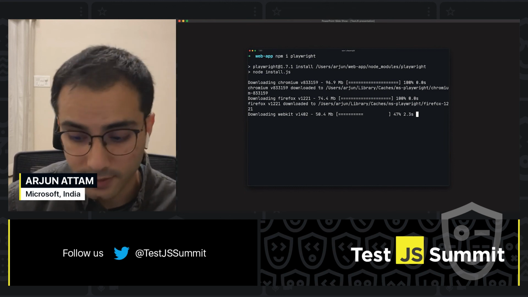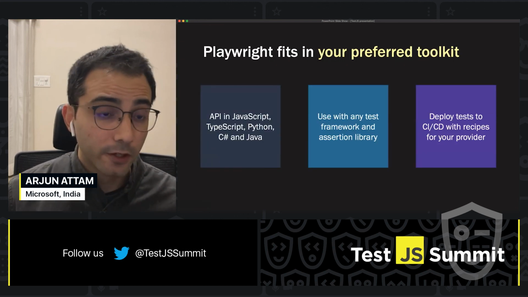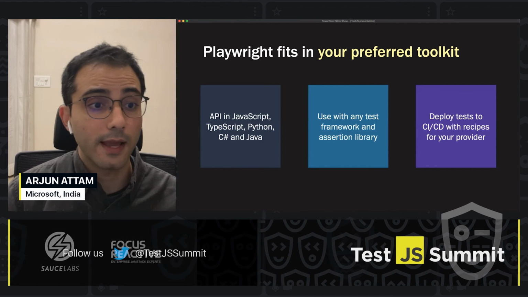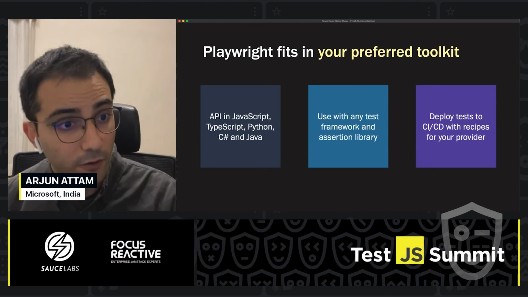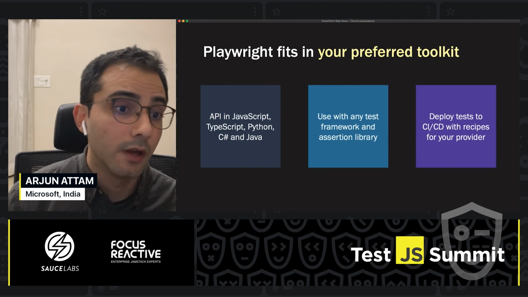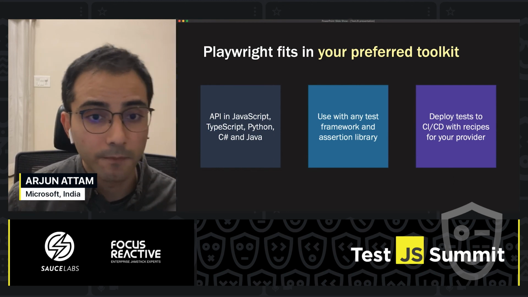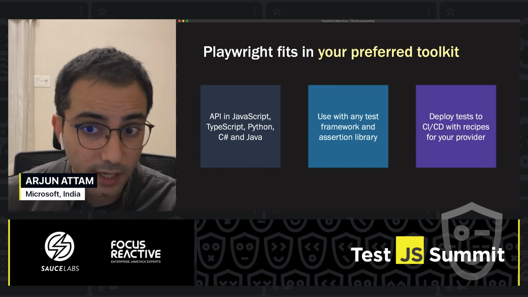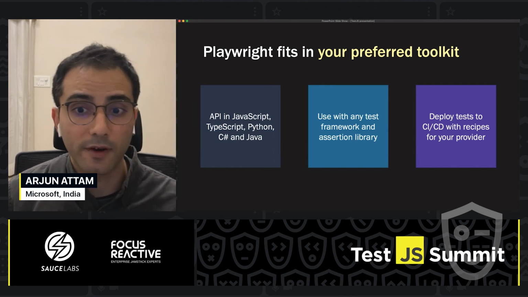If you prefer to use something else other than JavaScript, you can also use Playwright in other languages. Playwright fits your preferred toolkit, which means you can use Playwright in JavaScript, Python, C#, or even Java. You can also use Playwright with any test framework and any assertion library and deploy it to your preferred CI/CD environment.